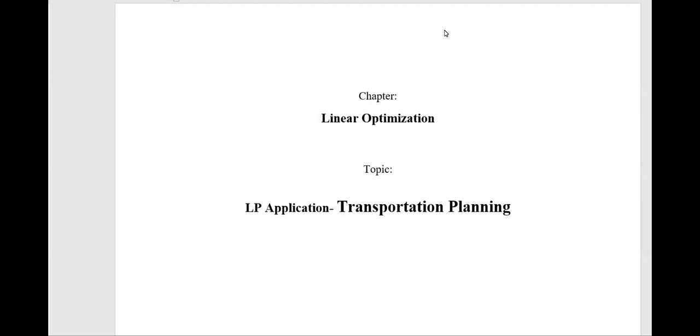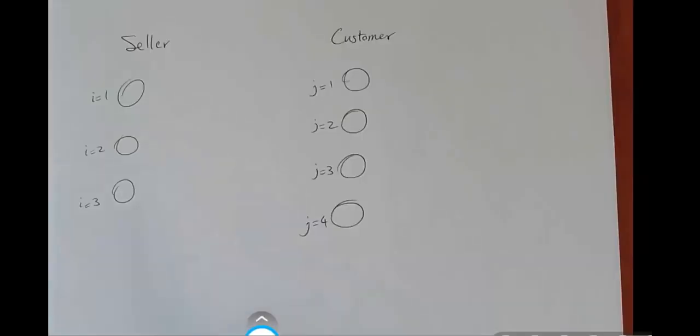In this video, we're going to focus on another application of linear programming, which is transportation planning. There are a lot of different types of transportation planning problems, but the one that we're going to focus on today is this scenario where we have multiple sellers and multiple customers at different locations. All these sellers and all these customers are located at different locations, and therefore the distance between each one of them is different. The transportation cost is different.